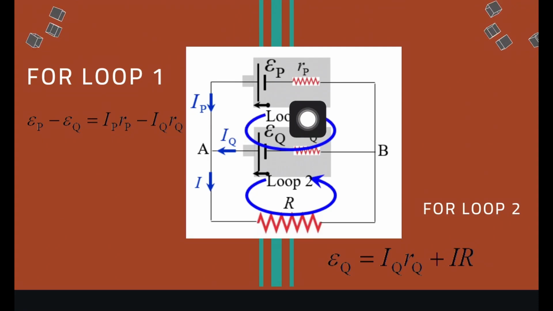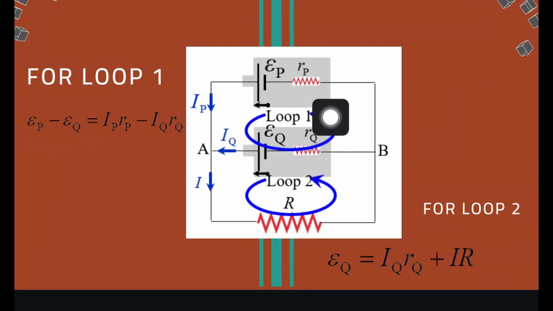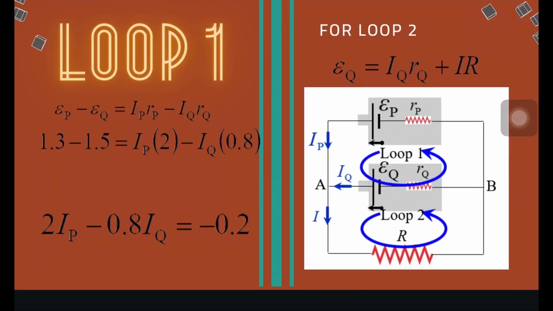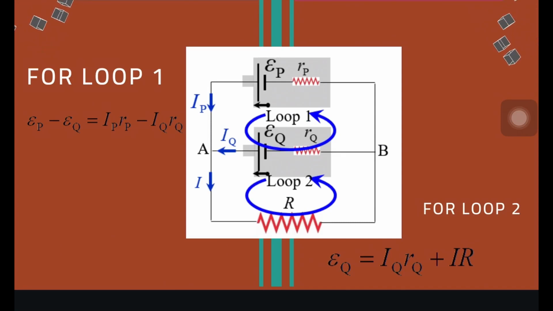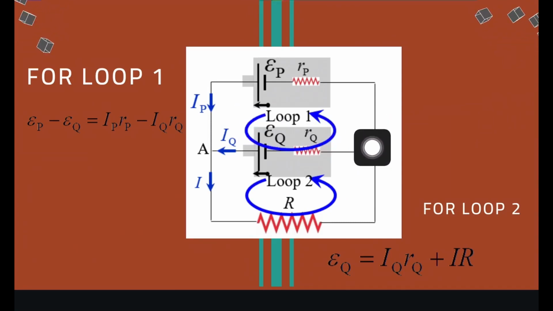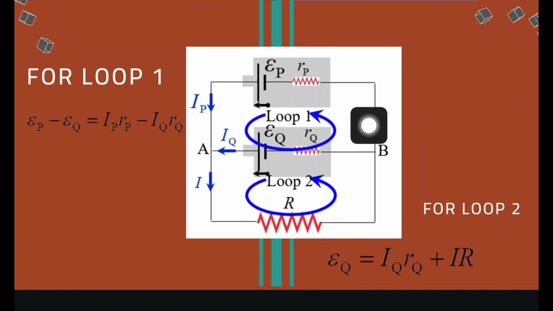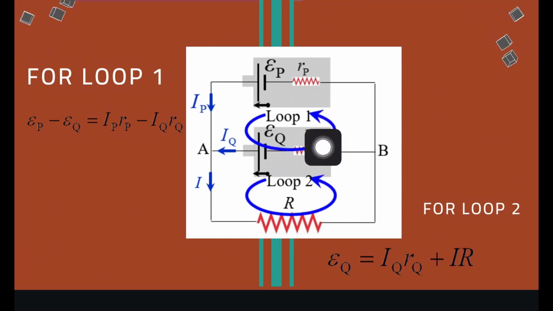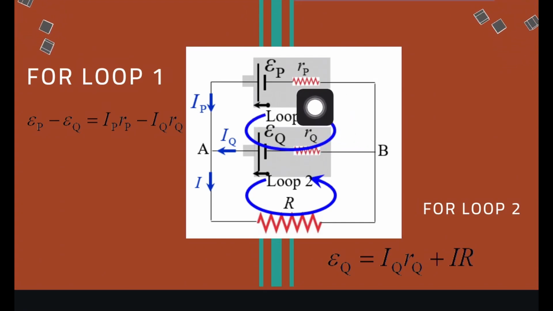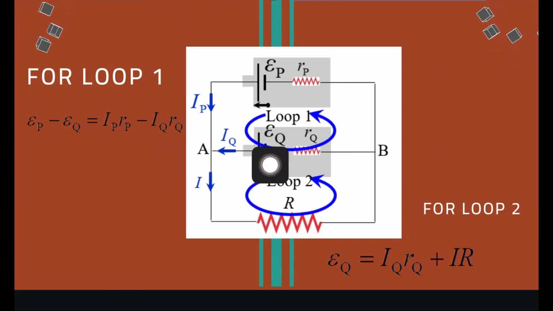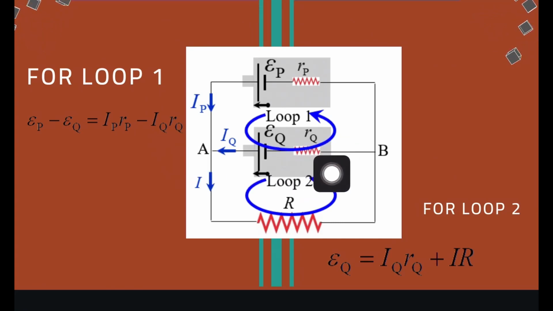At loop 1, we have RP and RQ. So we need to add these two R first. The current passing through RP is IP, and look at the direction of IP. It is in the same direction as the loop. The loop is going to the left and the current IP is also going to the left, so this IP RP is a positive value. Then we add the other resistor, which is RQ.